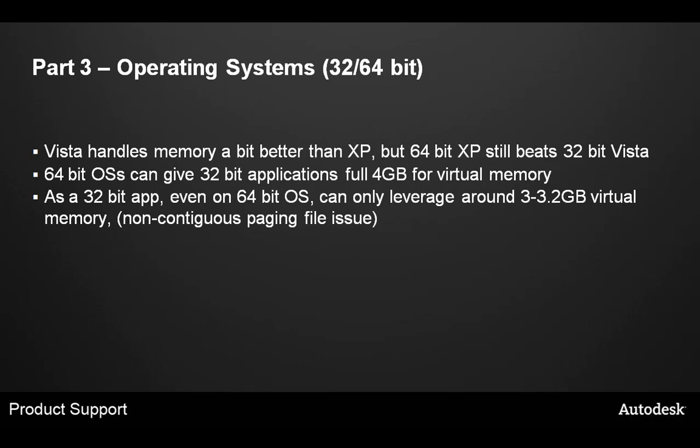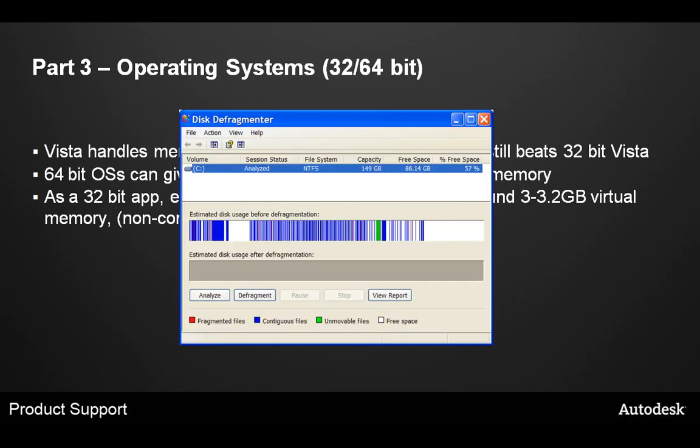Now here's the caveat, or here's the other side of it. As a 32-bit application, even on a 64-bit operating system, you're never going to see the operating system giving a full 4 gigs to the application, and that's because of the non-contiguous paging files. So I have a graphic here just to compare it.